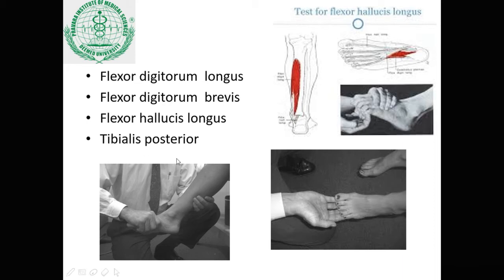Now the tibialis posterior can be tested by doing plantar flexion and inversion of the foot at the ankle joint against resistance. So plantar flexion and inversion of the foot at the ankle against resistance will make the tibialis posterior tendon more prominent.